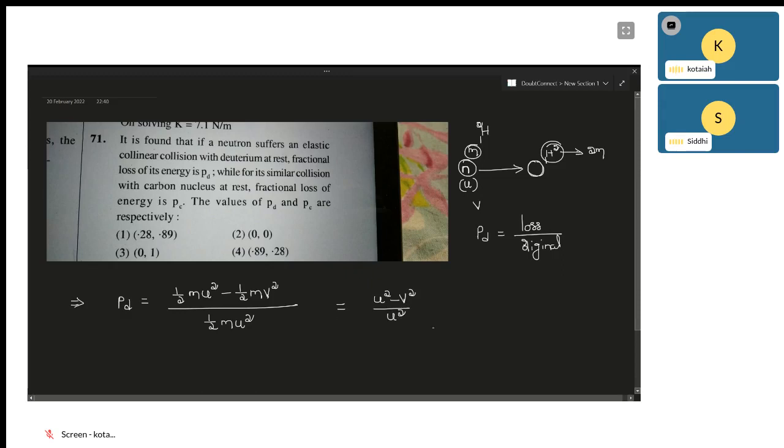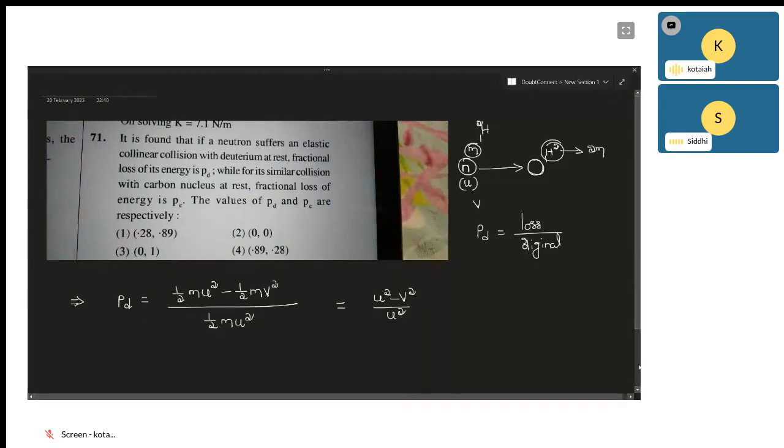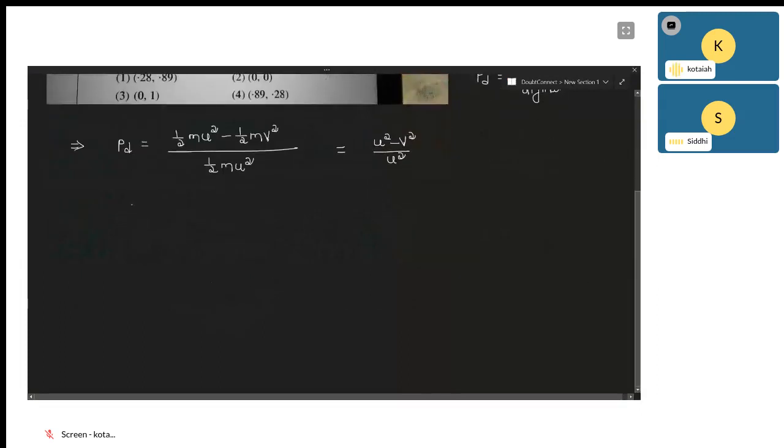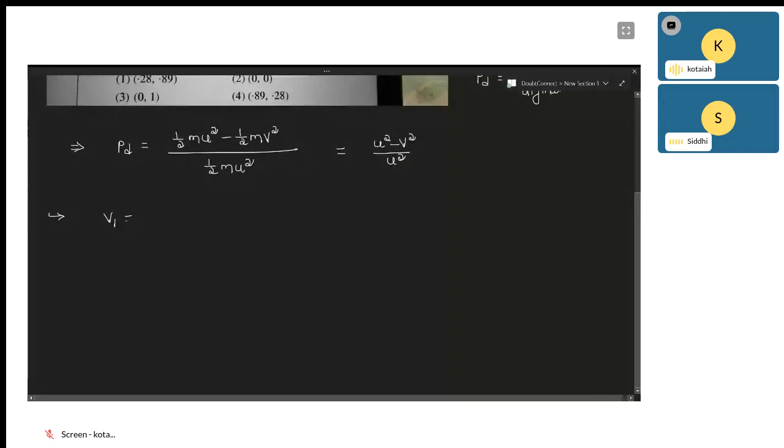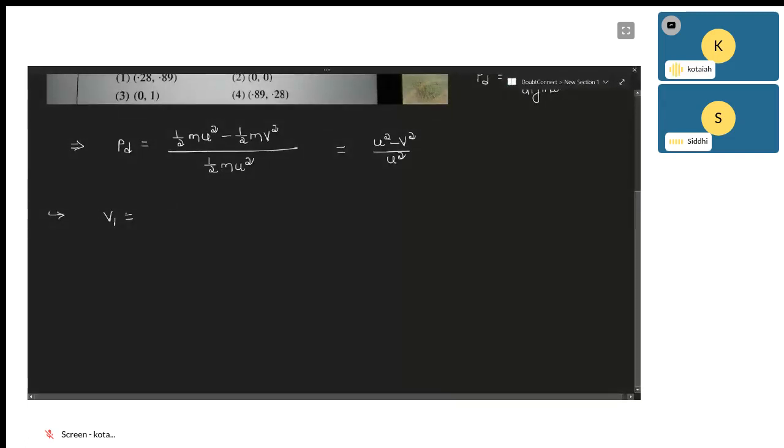Now, do you remember the collision concept? After collision, velocity of the first object v1 is equal to. Do you remember the formula?